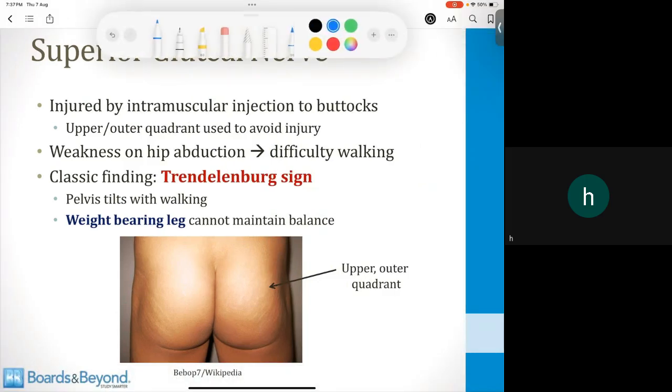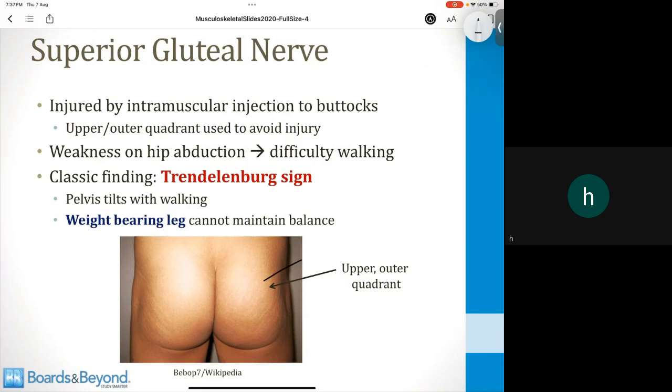So for example, whenever we are giving any injection on the buttock, we have different quadrants. The most suitable quadrant for this injection is the upper outer, or upper lateral quadrant. So we have these four quadrants, 1, 2, 3, 4, and this is important for any kind of intramuscular injection.